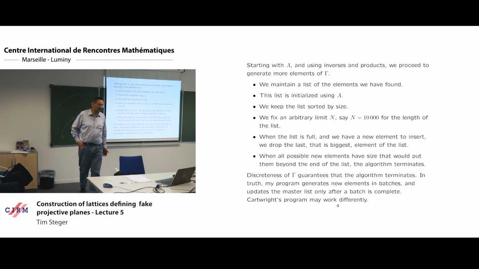So how do we know that the algorithm terminates? Well, that's because we do know that our group gamma bar is discrete. If the group was not discrete, then we could easily keep going and finding smaller and smaller elements. But no, the group is discrete, so it will terminate.